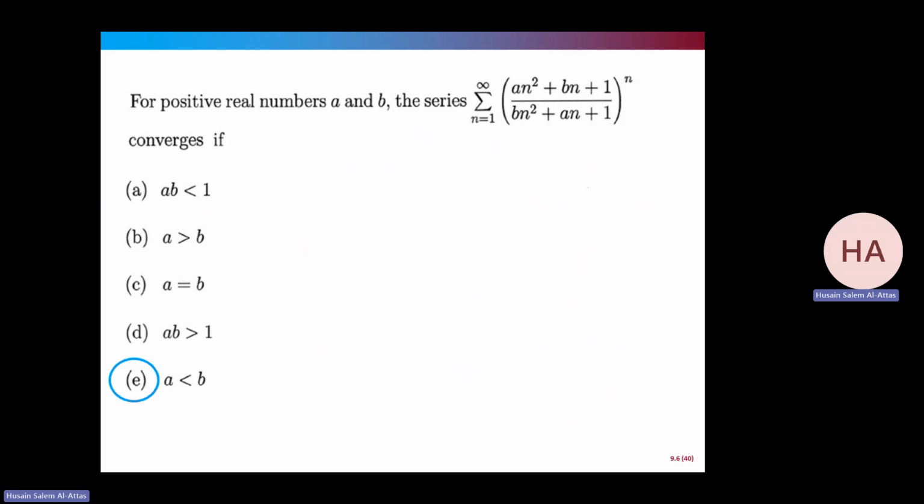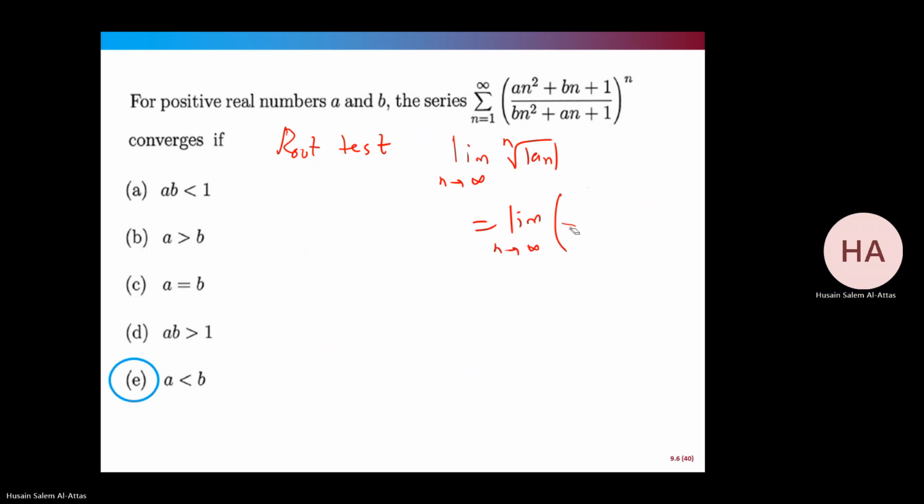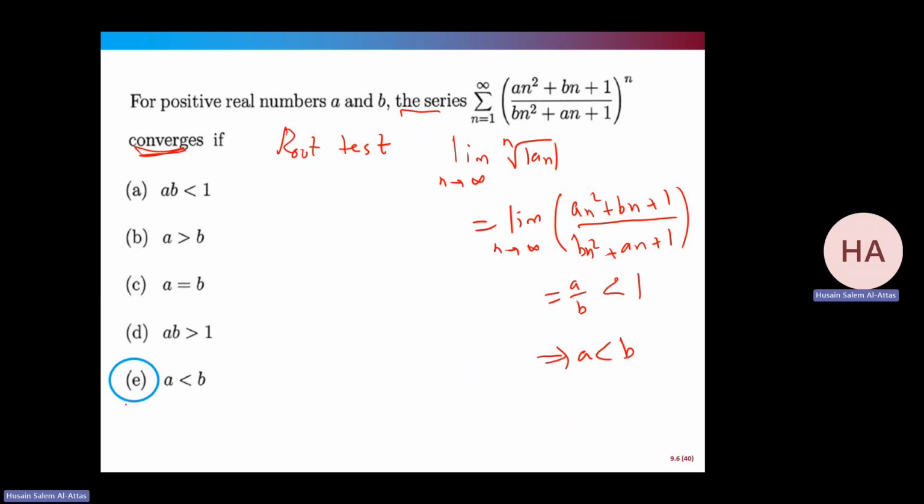For the series converges, I will do the root test to get the limit as n goes to infinity of the nth root. Well, this limit is a over b. So he wants the series to converge, so this is less than 1. So a less than b. That will be my answer.